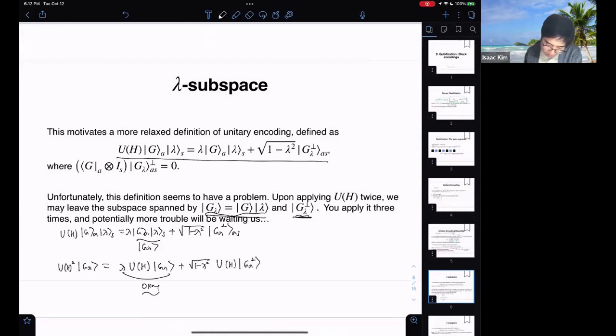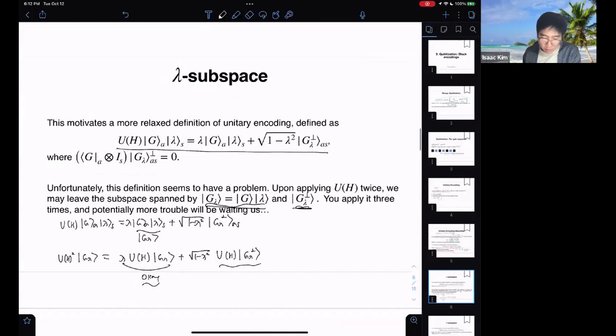And it's really not clear what this state will be. If you apply U of H three times, then maybe you're gonna get terms like U of H squared applied to G lambda perpendicular. In principle, you might just escape this two-dimensional subspace, which is spanned by G lambda and G lambda perpendicular. Maybe that's okay if you know exactly what this G lambda perpendicular is, but in general, it'll be difficult to know what those things are. So that's a problem.